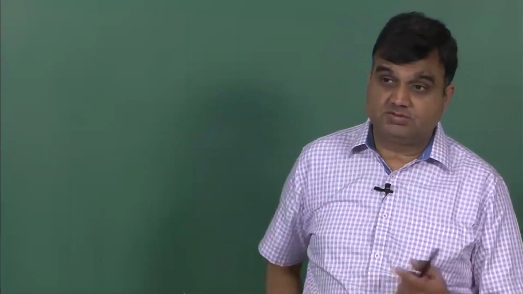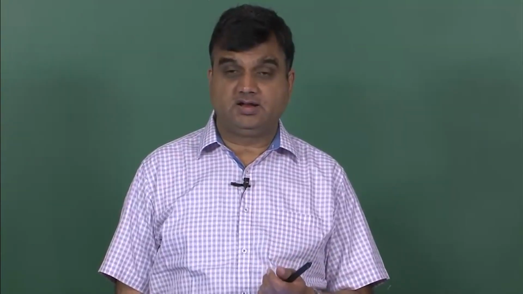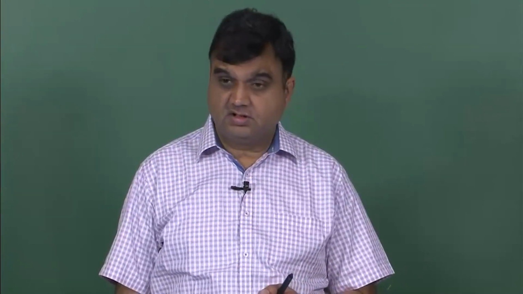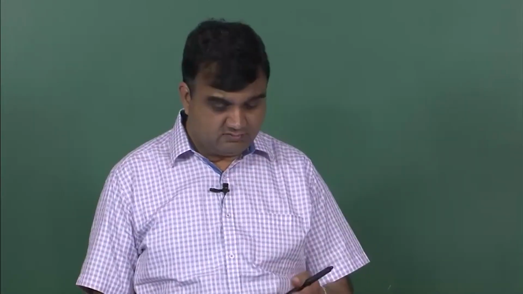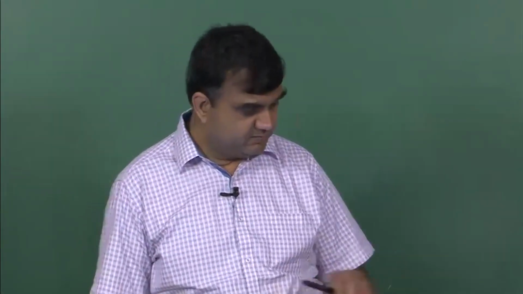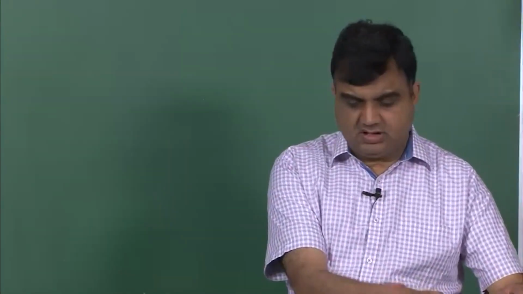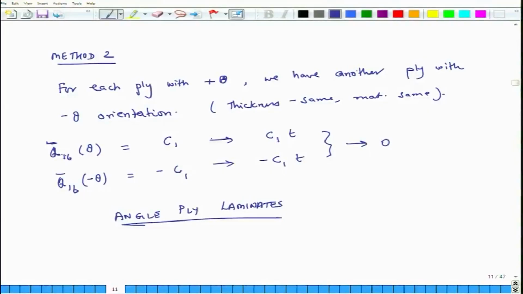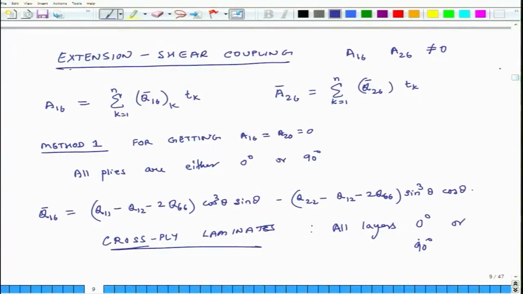So, this is another approach. There are two methods through which we can ensure A16 and A26 to be 0. Either we make sure that all the laminae or layers are either 0 degrees or 90 degrees, and if we want to have non-zero degree or 90 degrees layers also, then for each theta we should have another layer which has negative theta orientation, and if that is the case, then we are okay. So, this is about how we ensure that the coupling between extensional stresses and shear stresses is eliminated.